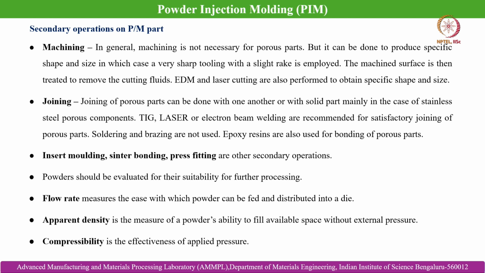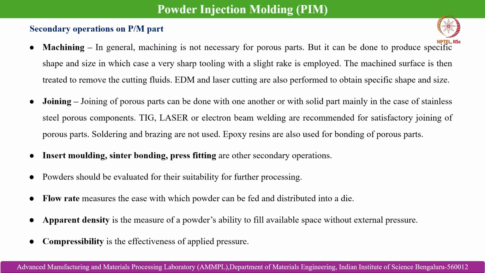And then joining. So, joining of porous parts can be done with one another or with solid part, mainly in the case of stainless steel porous components. TIG, tungsten inert gas welding, and laser and or electron beam welding are recommended for satisfactory joining of the porous parts or joining between the solid and the porous parts. So, soldering, brazing are not used. Epoxy resins are also used for bonding of porous parts. And then insert molding, sinter bonding, press fitting are other secondary operations.